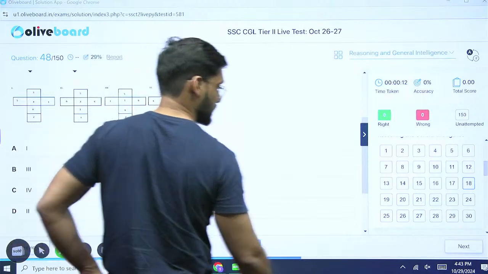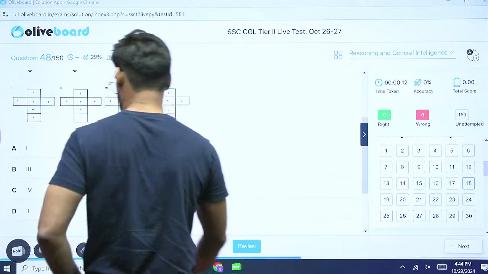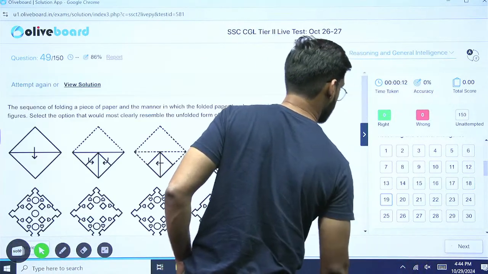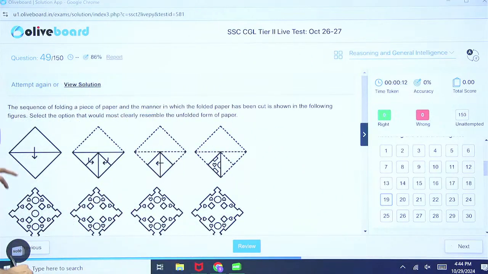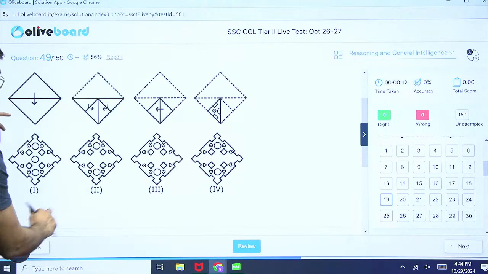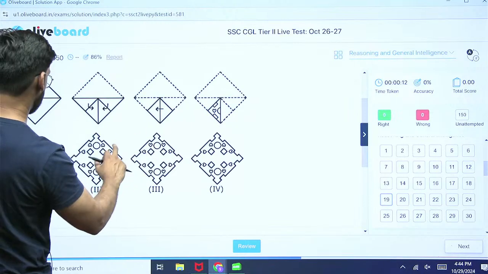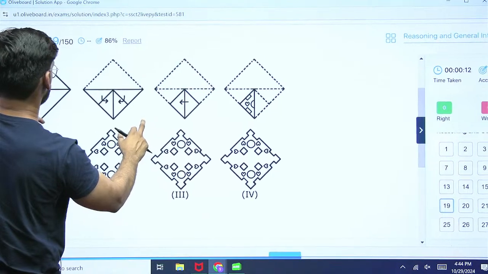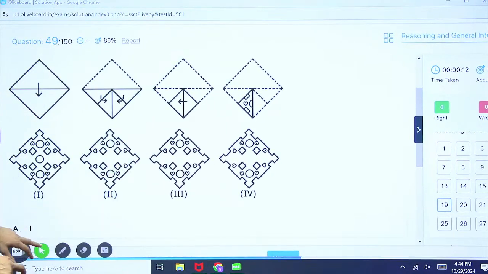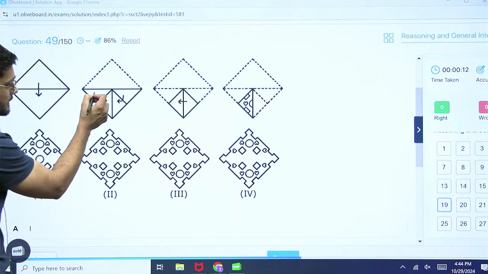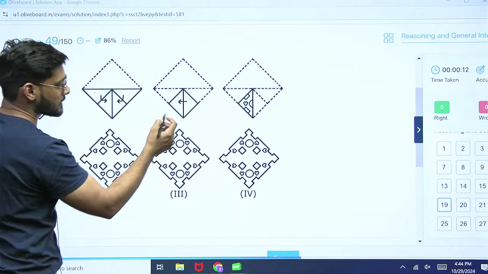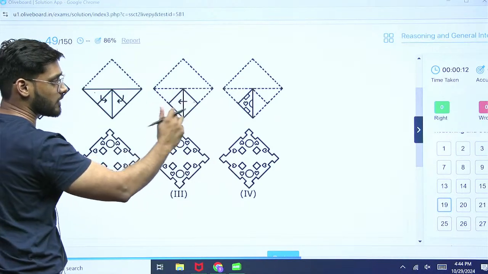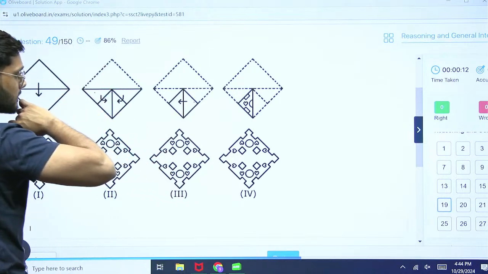Next is the 19th question, from paper folding and cutting. Now what we need to do is paper folding and cutting in this question. Okay, so a piece of paper is folded from top to bottom, then these two corner parts have been folded, then this part has been folded from right to left, then some cuts have been made, right?